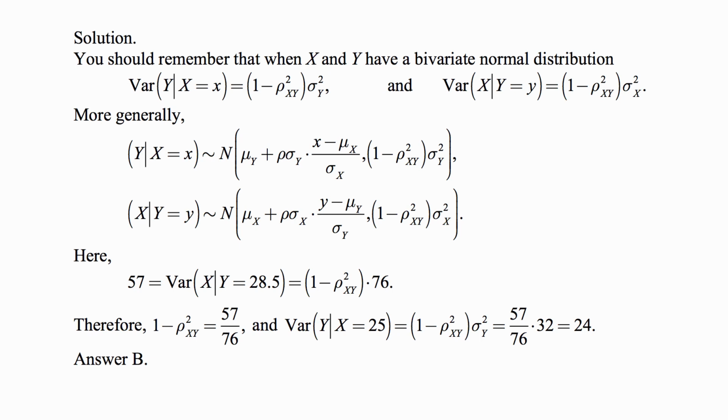Here we are given that 57 is the variance of X given that Y is equal to 28.5, but that's got to be equal to 1 minus the square of the correlation coefficient times 76. So that 1 minus the square of the correlation coefficient of X and Y is 57 over 76. And then the variance of Y given that X is equal to 25 is 1 minus the square of the correlation coefficient, so 57 over 76 times the variance of Y, which is given as 32, and if you multiply it out, that comes out to be 24.